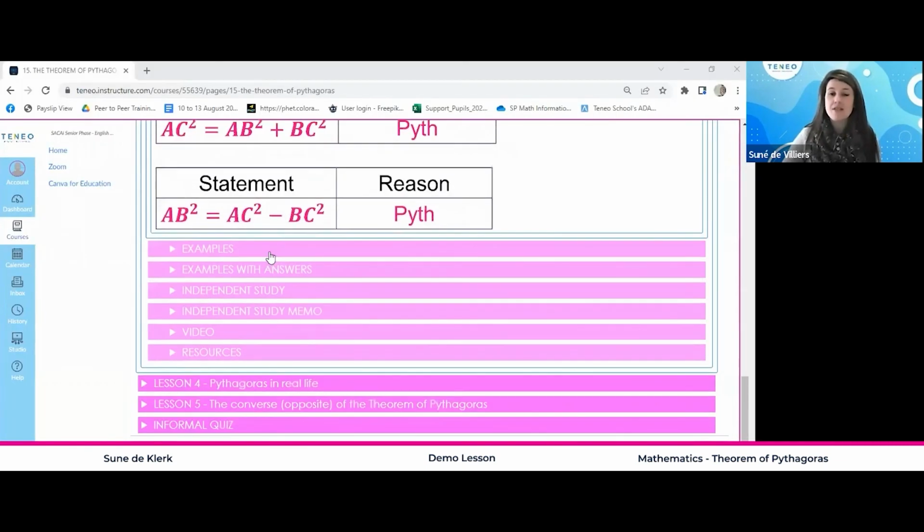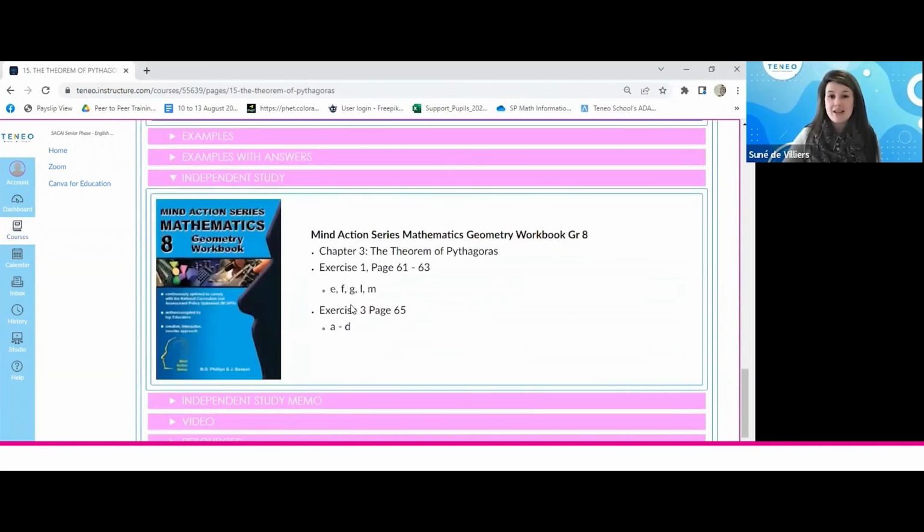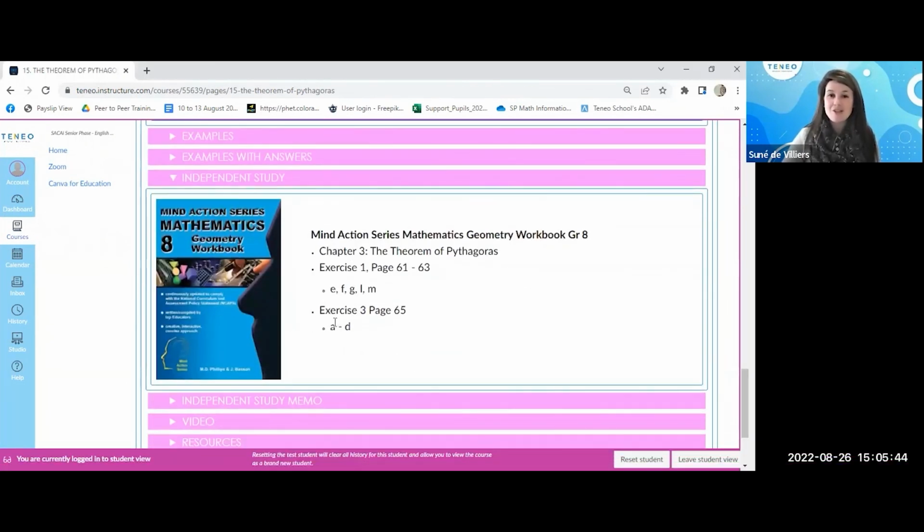You will find your IST in your Zoom course again. Let's quickly go in there. When you scroll down, you will see examples with answers, independent study. Please do these following questions for me.